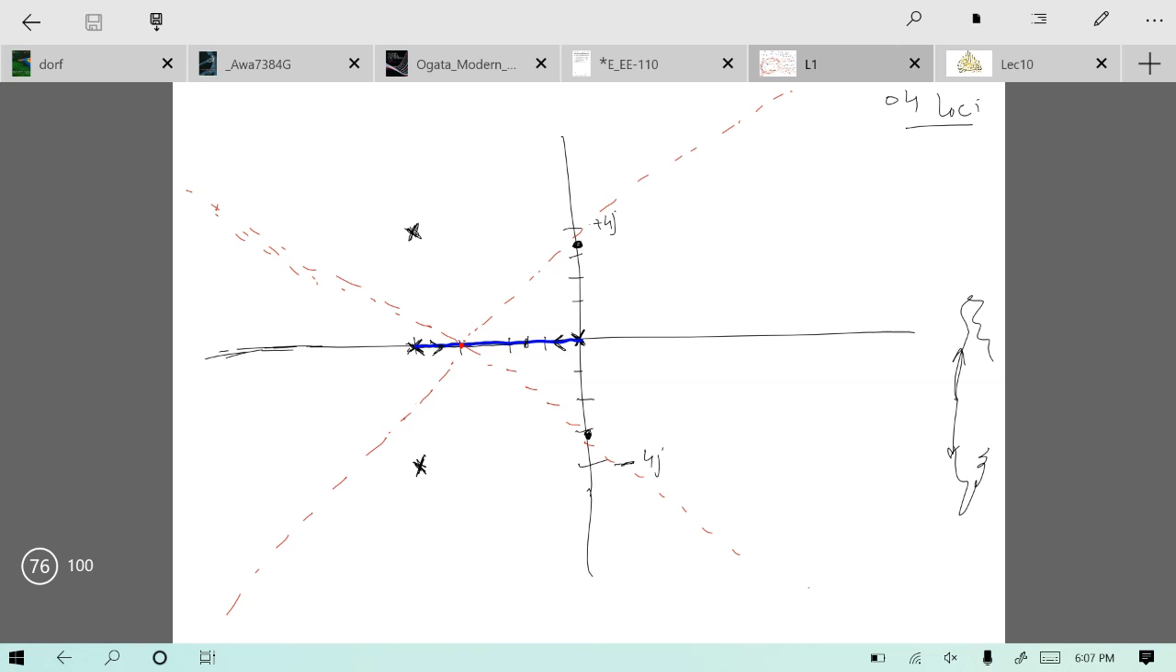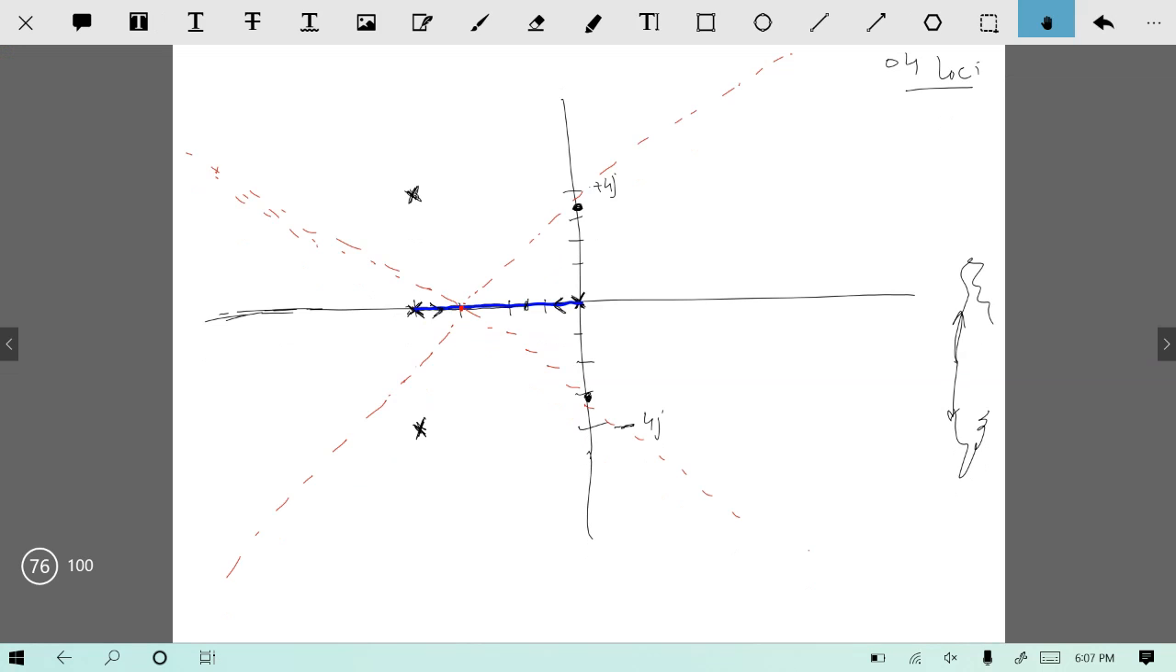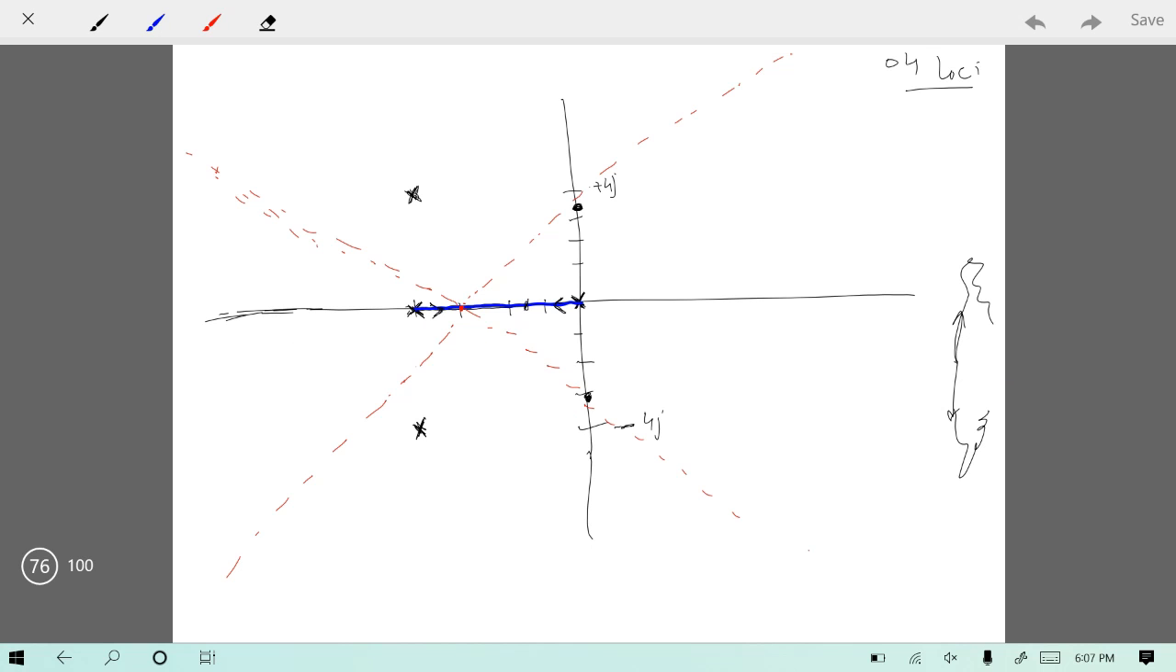I can draw the root locus for these two poles. At the moment, not for these two poles, because for these two I need another piece of information. But for these two poles I already have all the required information to draw the root locus.